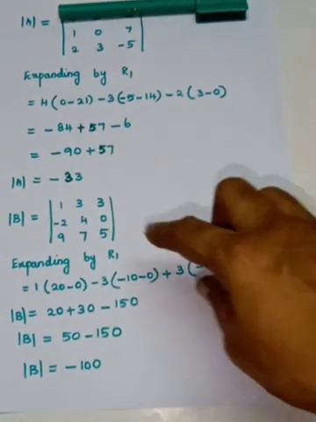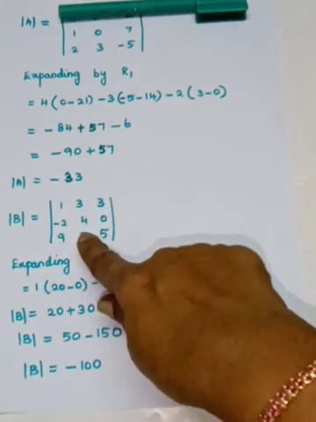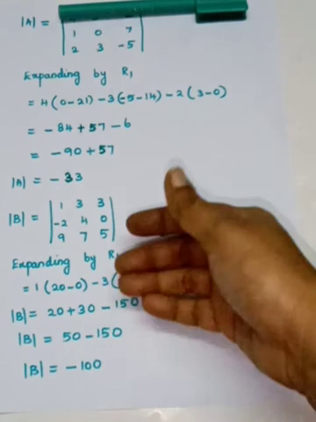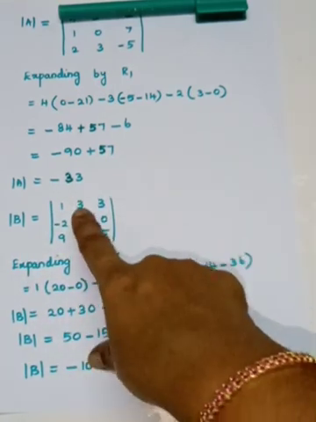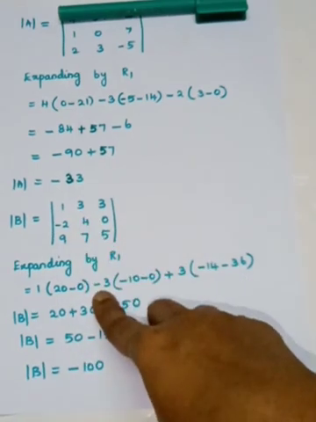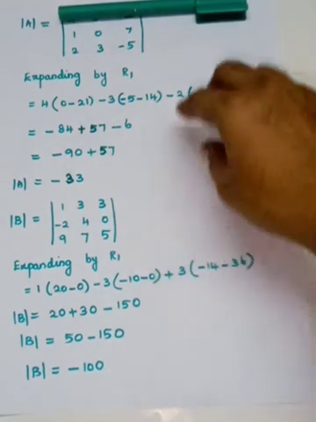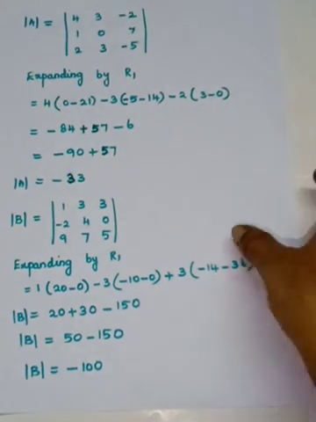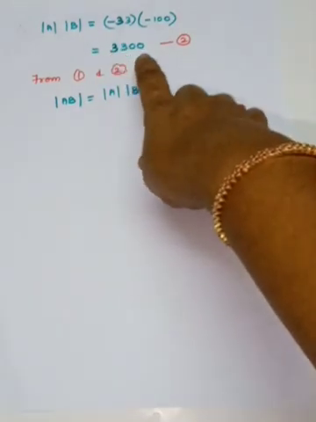You take the determinant B. So the entries of the matrix B is written within the vertical lines. The same way we expand by R1. So which is important? While you are writing the second element, you have to change the sign. So here it is minus 3 is written. Then the remaining 2 by 2 determinant has to be evaluated. So the answer is minus 100. What you have to do? Determinant A into determinant B. So these values has to be multiplied. So your answer is 3300.